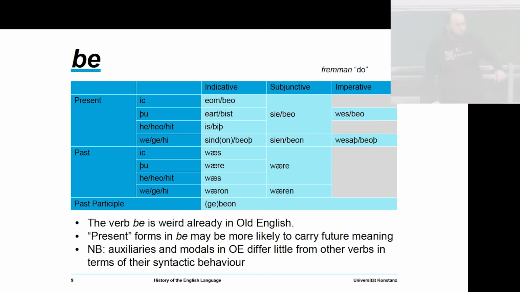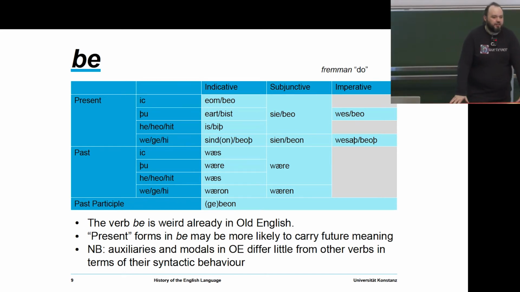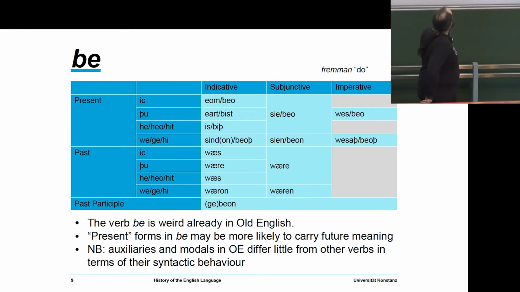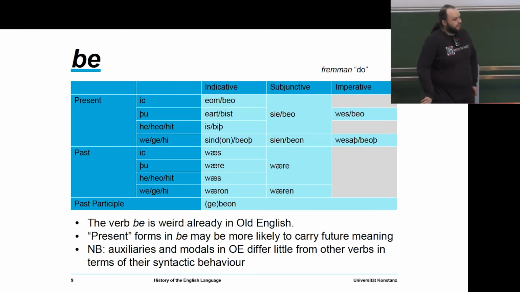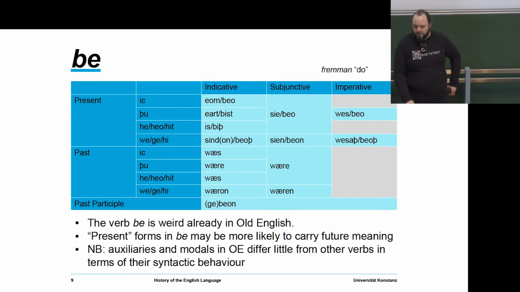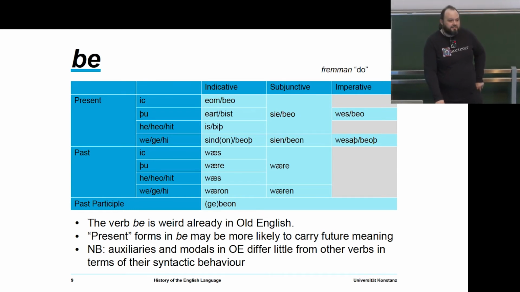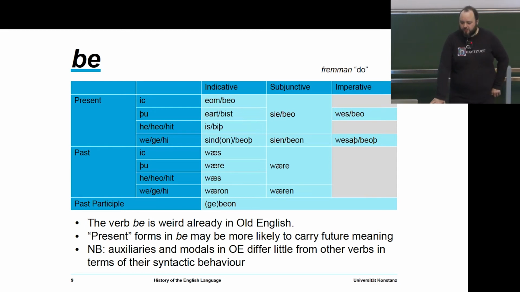There's a question? Okay, yeah, sorry, that's a typo. The infinitive of this verb is, there's more than one. So there is wesan, W-E-S-A-N, and there is beon, B-long-E-O-N. So there are two types of infinitive also for this verb.